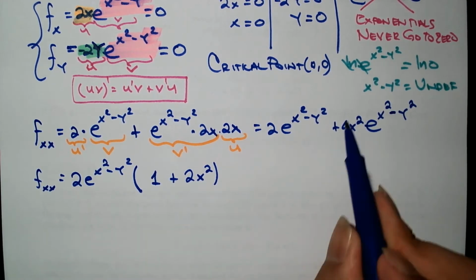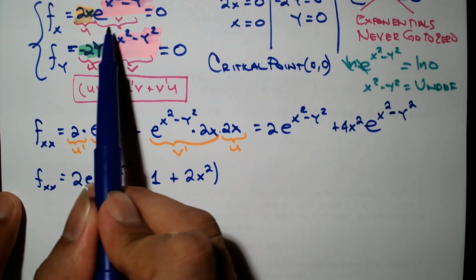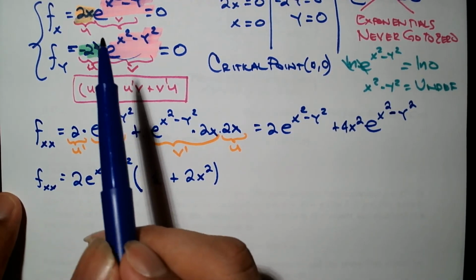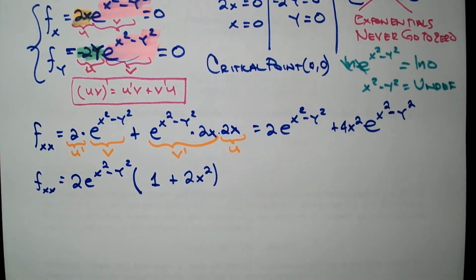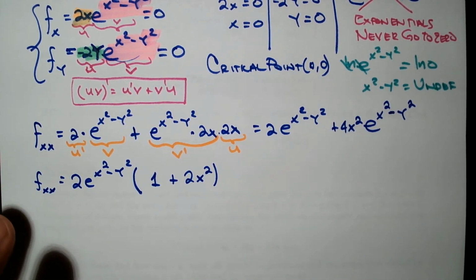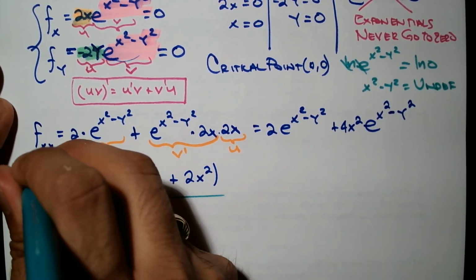I'm going to repeat this whole process again, but now with the partial with respect to y. Okay, so that's so far one. So let me use a different color to box this.